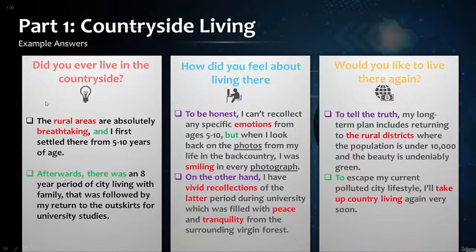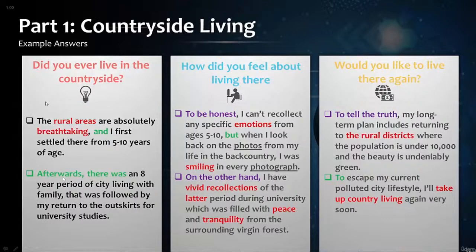Did you ever live in the countryside? The rural areas are absolutely breathtaking, and I first settled there from 5 to 10 years of age. Afterwards, there was an 8-year period of city living with family that was followed by my return to the outskirts for university studies. Okay, let's move on to the next question.